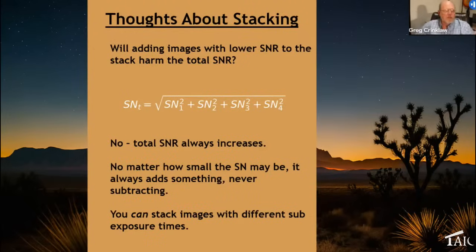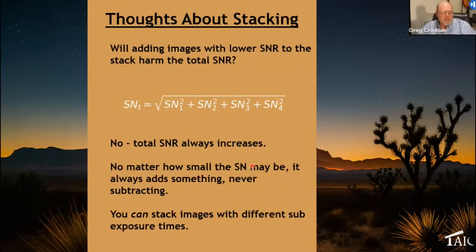The second question was, will adding images with lower signal to noise ratio to your stack harm the total signal to noise ratio? Now, people are used to taking images out, but that's usually because of poor tracking, or maybe there's some sort of physical defect to the image. The seeing was much worse at that point, so people take those things out. But what if the signal to noise ratio is just lower?